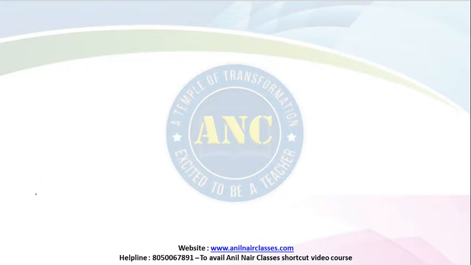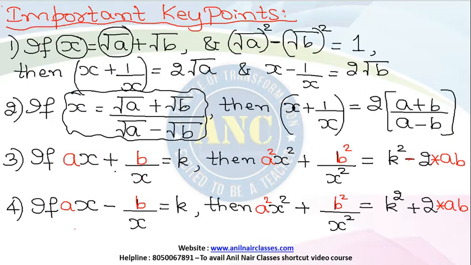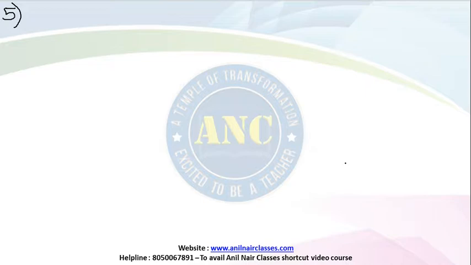Now see here, sir. Now see the fifth key point. The fifth key point is related to your third and fourth key points. There the power was 1 in the condition and the power became 2 in the then case, right? In the condition it is 1, in the then condition it is equal to 2. But instead of 2, what if the then condition also is 1? That means what I am talking about right now is, if ax plus b by x, or let me not take it as ax, let me just take it as x initially.